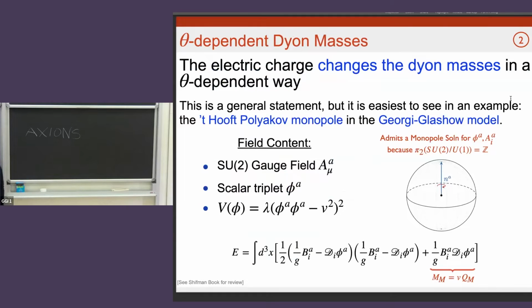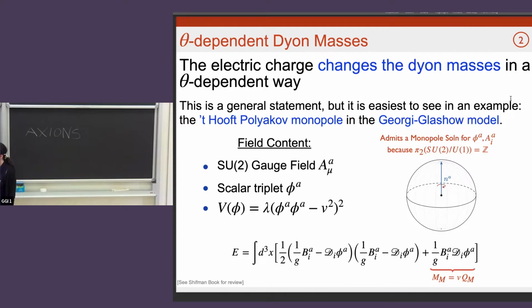So step 2, the electric charge changes the dion masses in a theta-dependent way. This is a very general statement, but it's easiest to see through an example. So I'm going to go through an example for it. The simplest example that people often use for the case of monopoles is the 't Hooft-Polyakov monopole, which shows up in the Georgi-Glashow model. For those who are unfamiliar, the Georgi-Glashow model has this field content here. It contains an SU(2) gauge field and a scalar triplet field, and then there's a potential for the scalar.